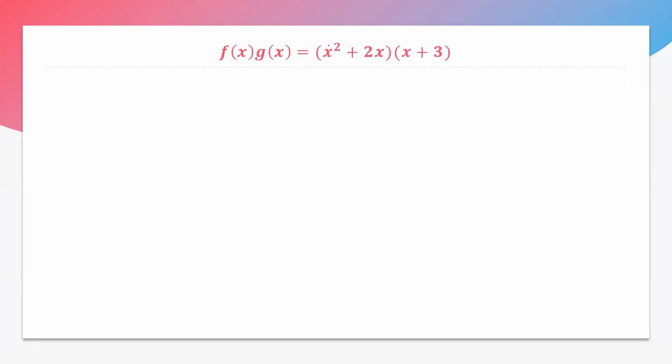So x square into x is equal to x to the power 2 plus 1, which is equal to x cube. Similarly, 2x into x is equal to 2 into x to the power of 1 plus 1, which is 2x square. So x square into 3 is equal to 3x square and 2x into 3 is equal to 6x. Now adding all the like terms, you will get the next step as x cube plus 5x square plus 6x.